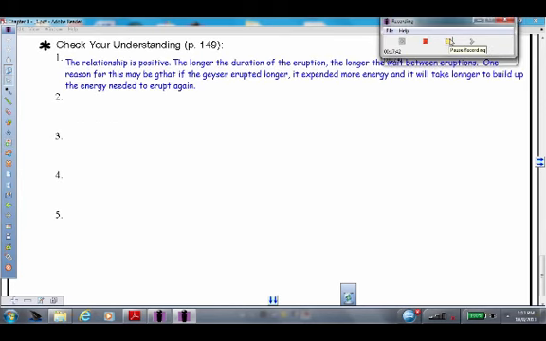Okay, the relationship is positive for number one. The longer the duration of eruption, the longer the wait between eruptions. One reason for this may be that if the geyser erupted longer, it expended more energy, and it will take longer to build up the energy needed to erupt again.